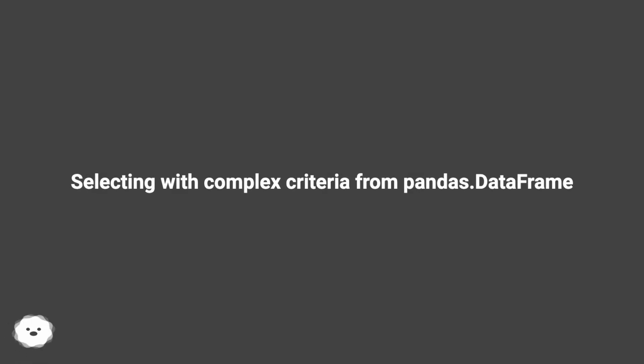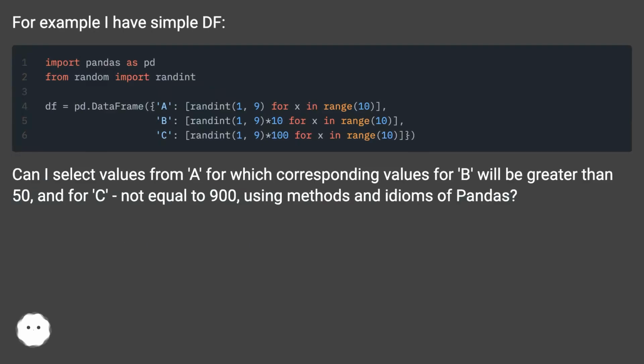Selecting with complex criteria from pandas.DataFrame. For example, I have a simple df. Can I select values from a for which corresponding values for b will be greater than 50, and for c not equal to 900, using methods and idioms of pandas?